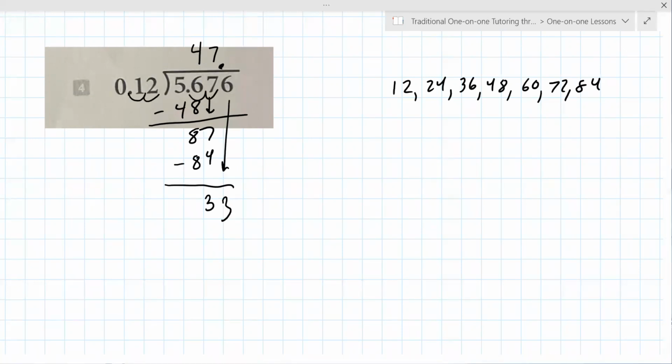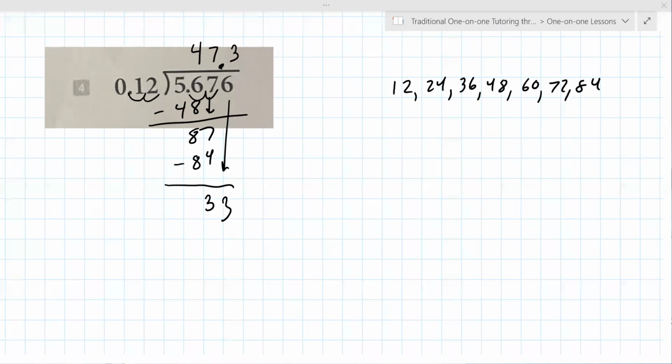12 can go into 36 3 times. That's right. And there's your final answer. So these are all working out nicely. They don't always do that, but this one does. And the next one, it's a decimal divided by a whole number.